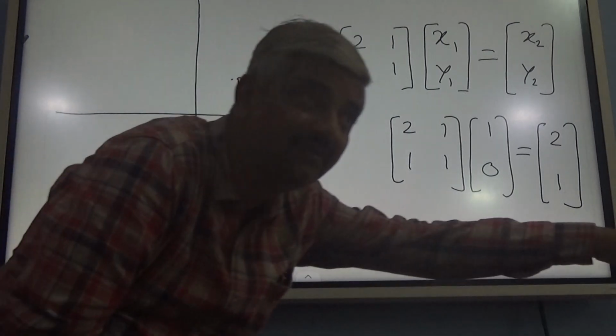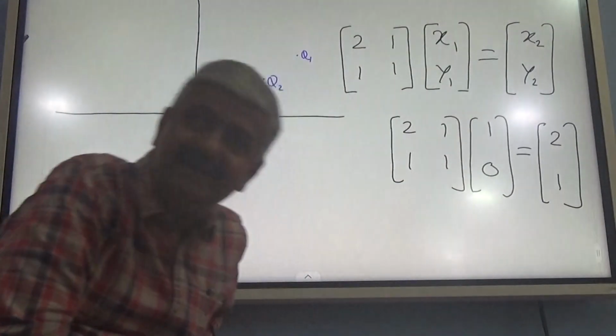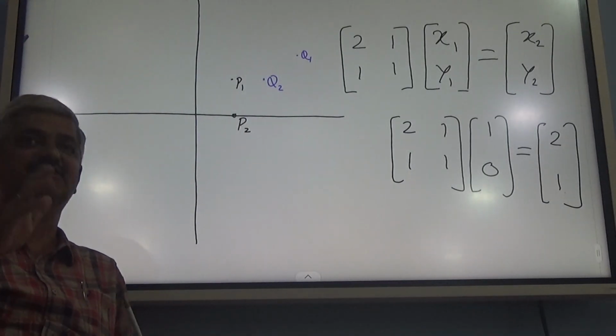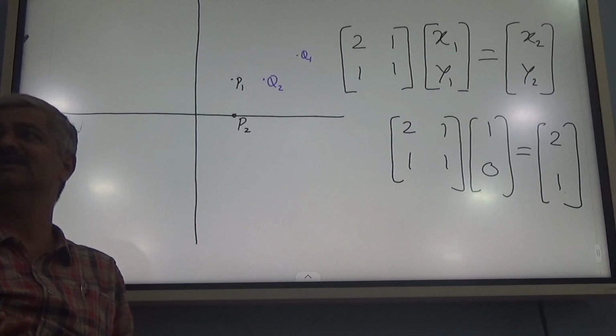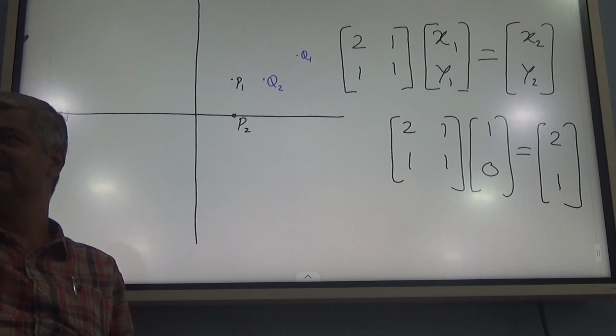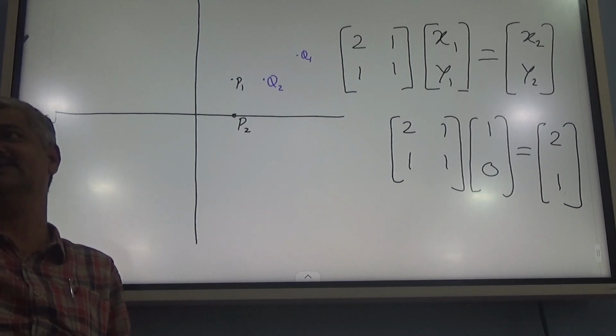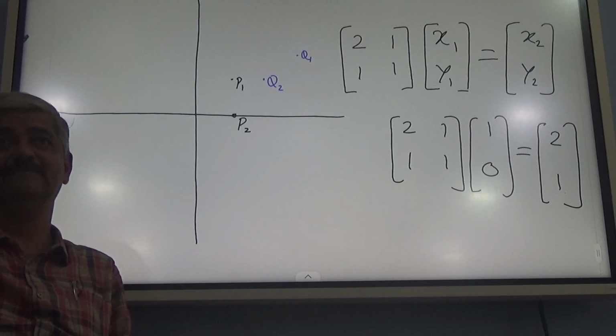So a set of points (x1, y1) such that (x2, y2) is something times (x1, y1). So how will you find that? You got the answer?